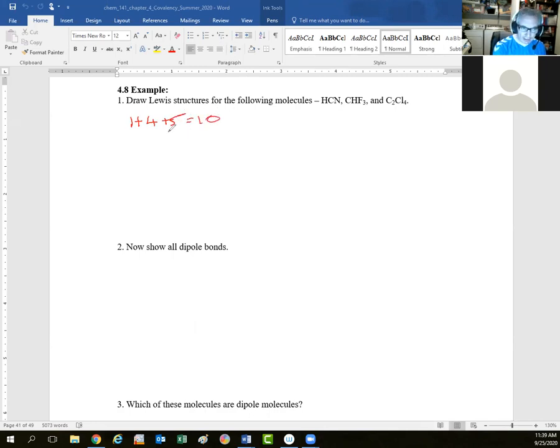And for our central atom, hydrogen needs 1 more to make 2, carbon needs 4 more to make 8, and nitrogen needs 3 more to make 8. So carbon should be the central atom. Let me just draw it in black here. So we connect the carbon to the nitrogen and the hydrogen. We'll use the remaining electrons to complete the shells.